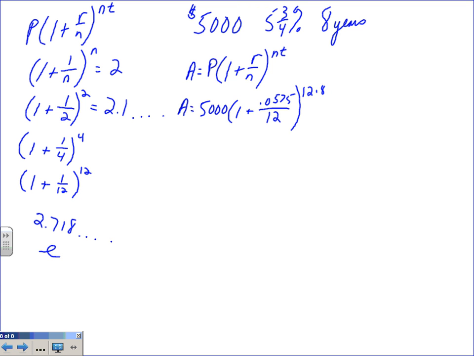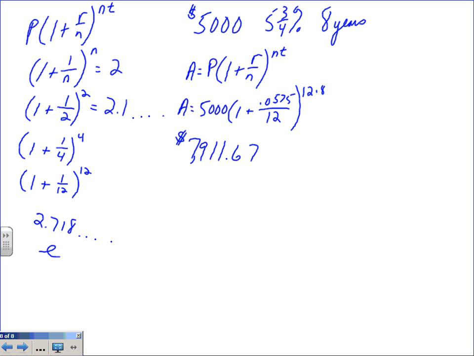And that sort of makes sense, that answer. So after 8 years, we're going to have $7,911.67. So that's the value we'll have after 8 years under that scenario. That's compounded monthly. Okay.